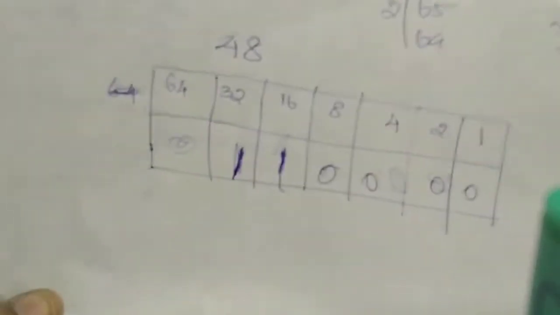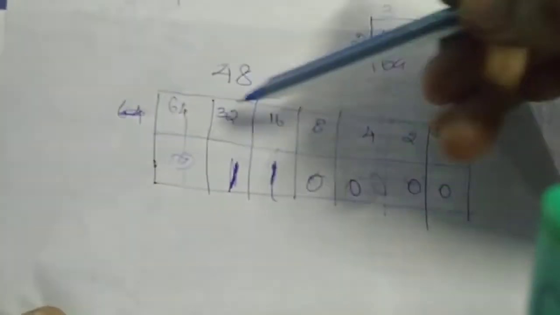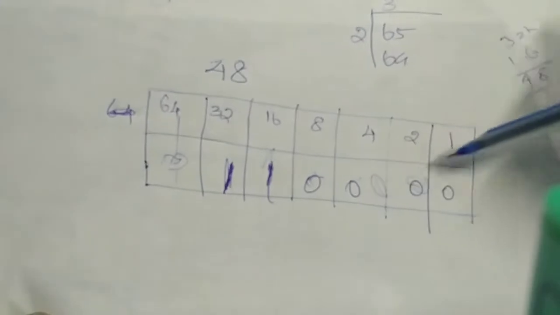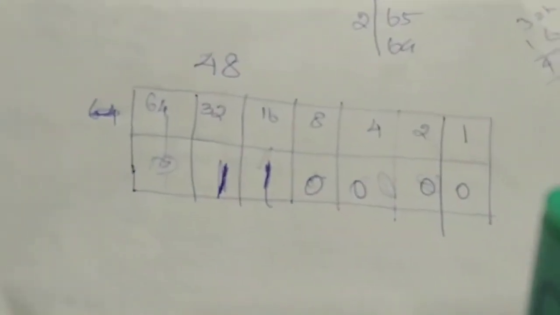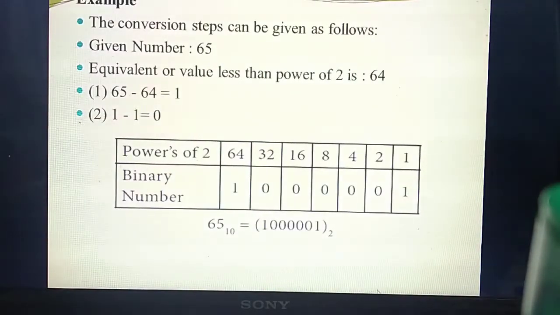Understand? So how you will write the answer? This one no need. Okay? Write 1, 1, 0, 0, 0, 0. This is the answer. Understand? Understand or not?